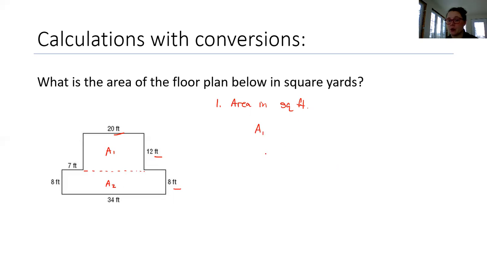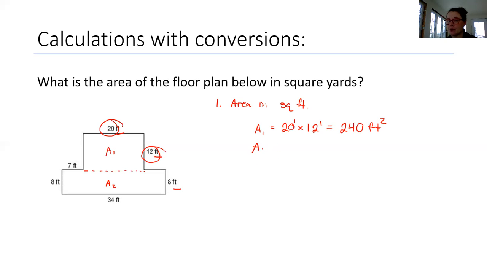So area 1, what is its area? Well, it's a rectangle, so I need length and width. So I need 20 and 12. So area 1 is 20 feet by 12 feet, gives me a total of 240 square feet. All right, and we never use the symbol when we write square feet. We always do feet and then our little squared like that. You never use the apostrophe for square feet.